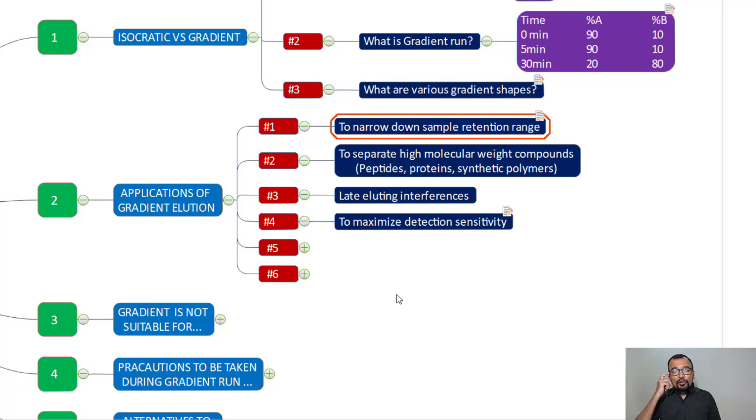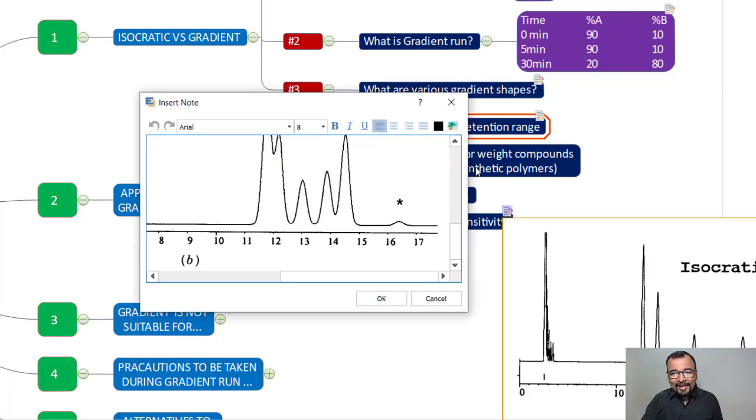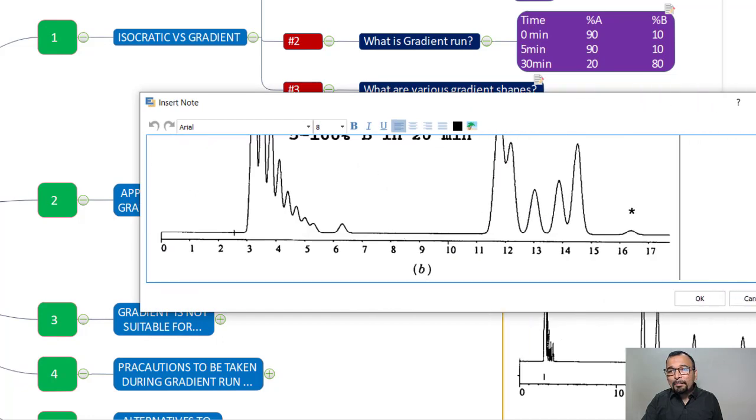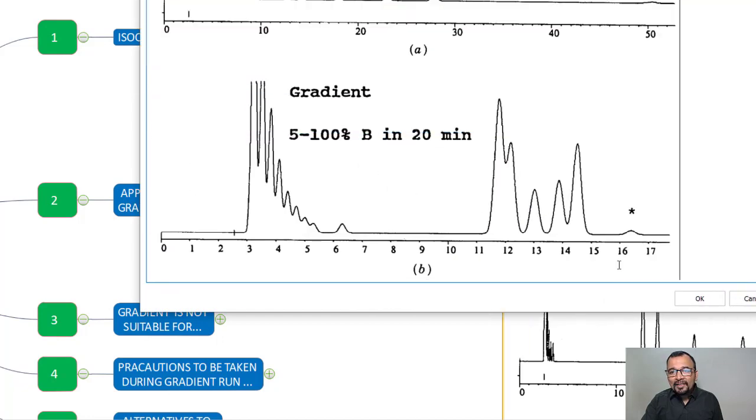The next one is to maximize detection sensitivity. Now, this is really very important as far as analysis of related substances is concerned. And as we are talking about much more complex analytes like nitrosamines and genotoxic impurities, I think this point is very important for all of us. So let us look at the chromatogram and understand how it practically happens.